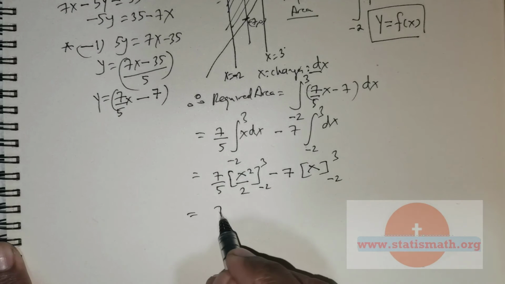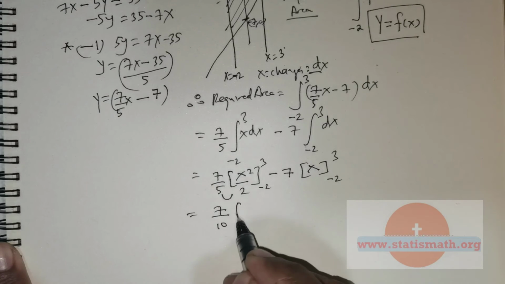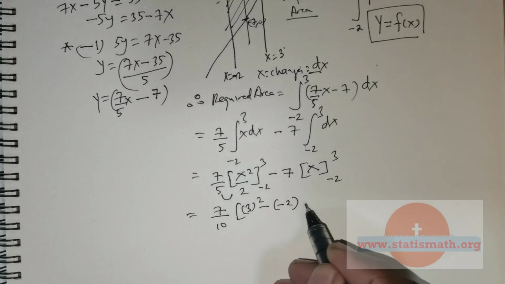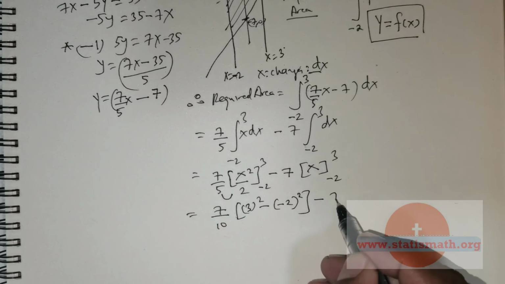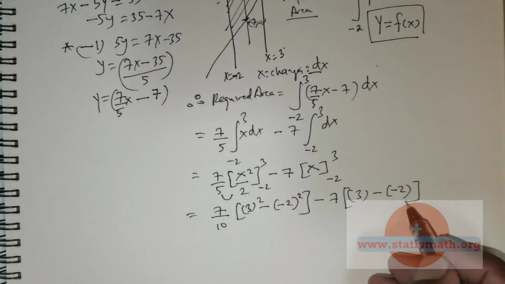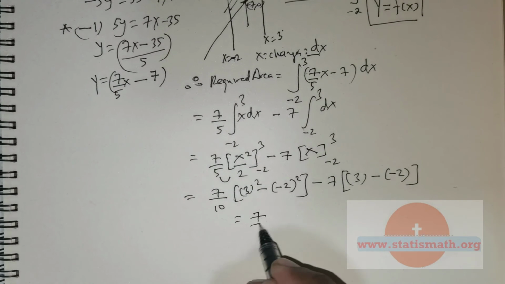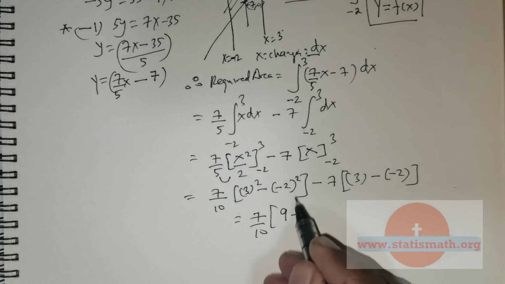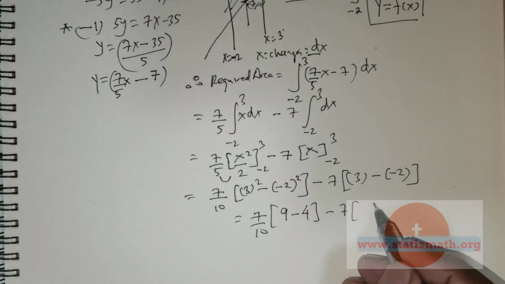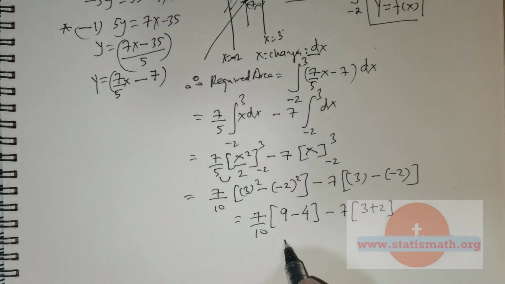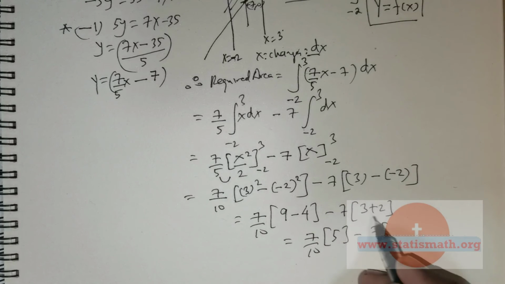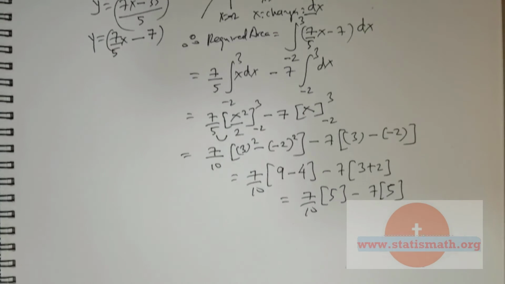Now this is equal to 7 divided by 2 multiplied by 5, which is 10. Substitute the upper limit. It's going to be 3 squared, followed by a negative sign and (-2) raised to the power of 2, followed by 7 times, substitute the upper limit, followed by a negative sign, substitute the lower limit. This can be rewritten as 7 divided by 10 of (3 squared is 9, minus (-2) squared is 4), followed by -7 times (3 minus (-2) will give you 3 + 2). This can be rewritten as 7 over 10 times (9 - 4 will give you 5), followed by -7 times (3 + 2 will give you 5).